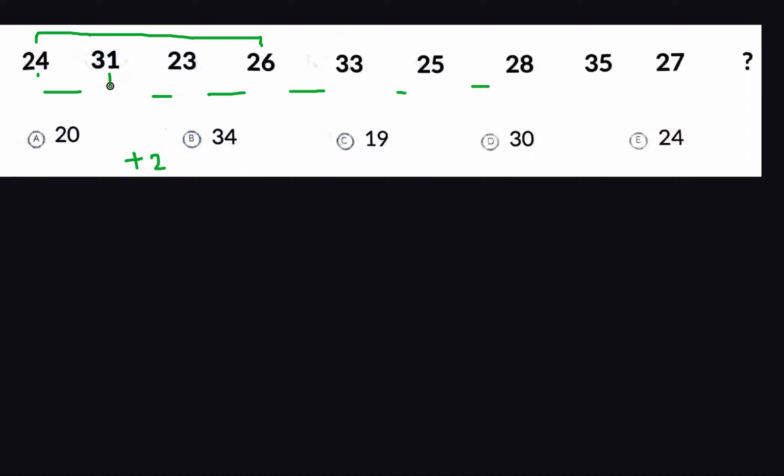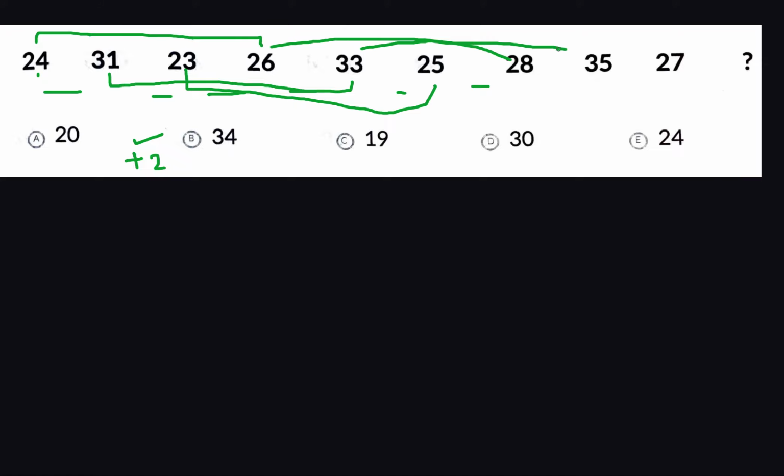Again, if I pick 31 and skip 2 numbers, I reach 33. The pattern +2 remains. I pick 23, skip 2 numbers, I go to 25, the pattern +2 remains. 26 plus 2, skip 2 numbers, 28. 33, skip 2 numbers and then add 2, 35. So this pattern is working fine for me. 25 gives me 27. So if I start with 28, skip 2 numbers and then arrive at this number, I should be adding 2 to my number 28. So 28 plus 2 is 30.